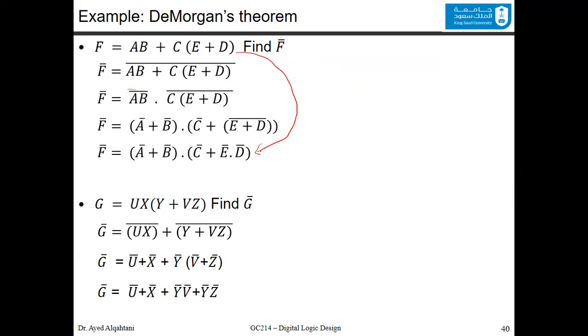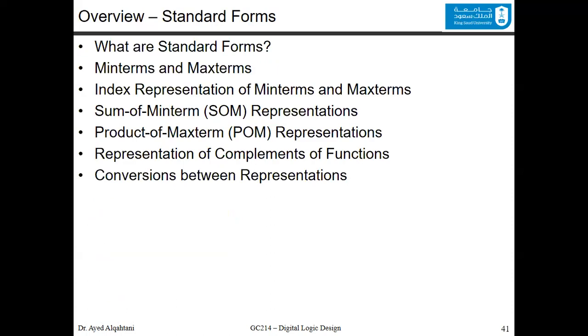You can skip all these steps by applying what we said, breaking the line and change the sign. So the A will be A bar, the AND will be OR, the B will be B bar, the parenthesis here, the OR will be AND, the C will be C bar, the AND here will be OR, and the E will be E bar, the OR will be AND, and the D will be D bar. You can find the complement of G. This is G. You can find the complement of G bar, as you can see here. Try to practice this and make sure that's correct.